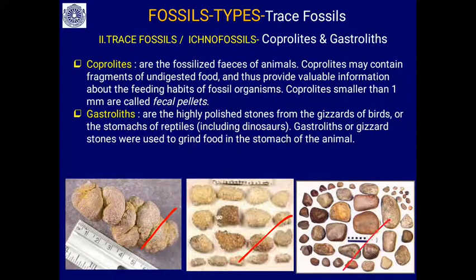Gastroliths are highly polished stones. Many birds collect stones in their gizzard to churn the food. Such stones are also present in the gizzards of ancient dinosaurs. So, such stones are fossilized or they get buried in the sediments. You can see these are the gastroliths, the gizzard stones. They were used to grind the food in the stomach of the ancient dinosaurs.